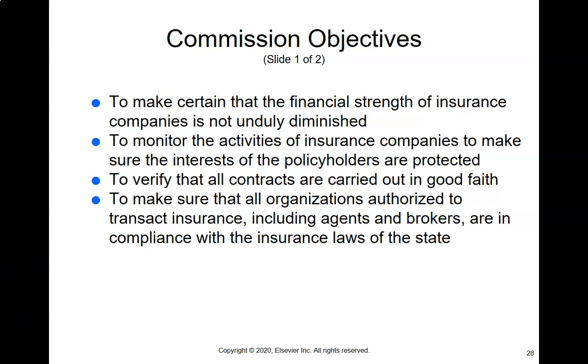Commission objectives. Regulations vary widely from state to state. The objectives are to make certain that the financial strength of an insurance company is not unduly diminished, to monitor the activities of insurance companies to make sure that the interests of the policyholders are protected, and to verify that all contracts are carried out in good faith. They also make sure all organizations authorized to transact insurance, including agents and brokers, are in compliance with the insurance laws of the state. The insurance commissioner will review policies to determine whether the denial of a claim was legal or not.